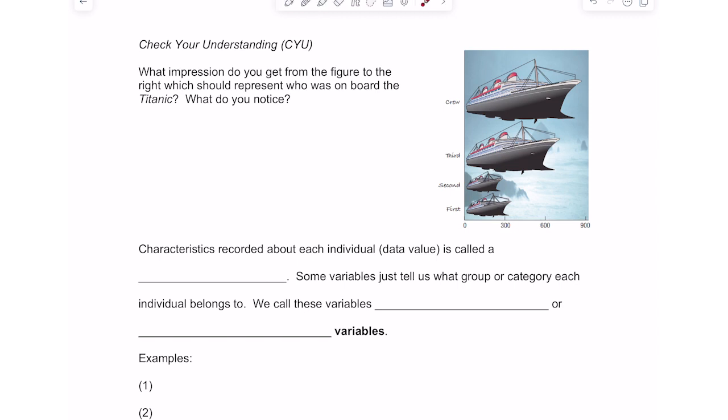So here we have a graph. It's not a typical looking graph. It's a graph made up of the Titanic ship. What impression do you get from the figure to the right, which should represent who was on board the Titanic? We've got the crew, the third class, second class, and first class, and this represents the number of people there were for each group. Take a few seconds and you can pause the video and write down what you notice about it, and then unpause when you're ready.